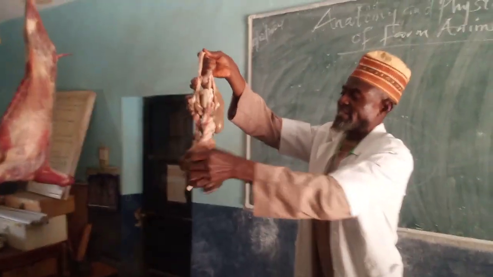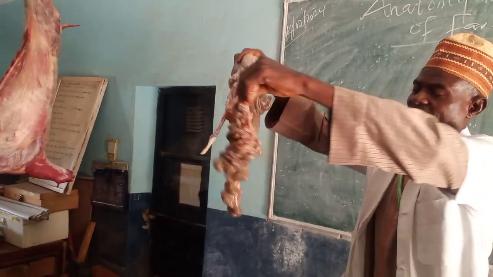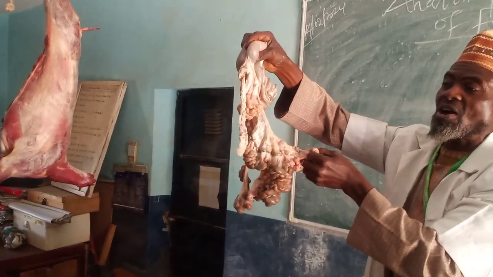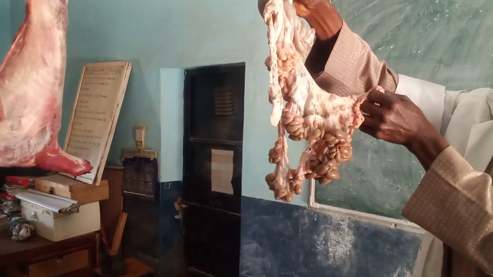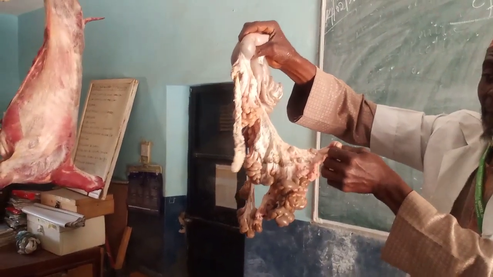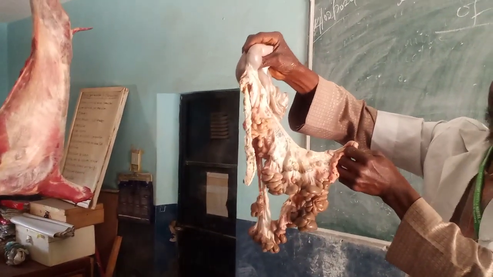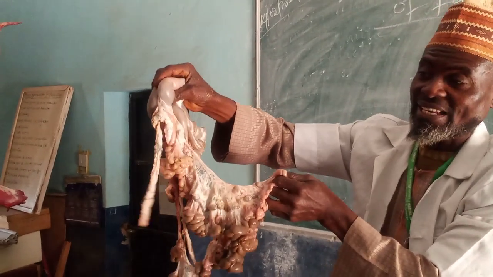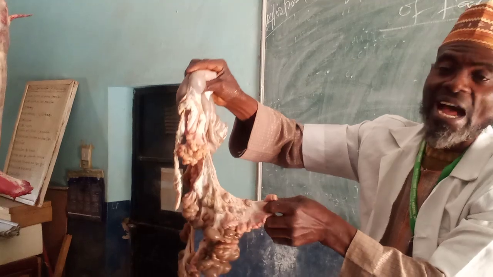These are the small intestine. The feed taken by the animals moves to the small intestine. And what happens in the small intestine? The digestion actually takes place, isn't it? In the small intestine. That is the organ where digestion actually takes place in mammals. Look at this.